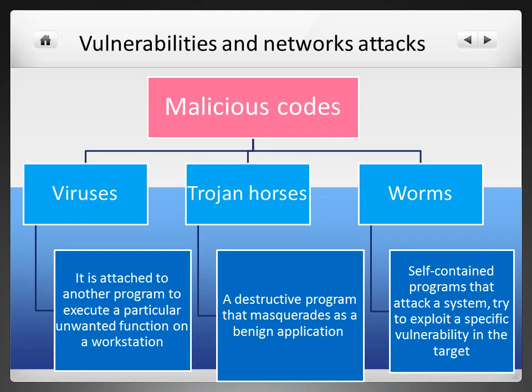Now we're going to talk about vulnerabilities and network attacks. First, we need to know what a malicious code attack is. A malicious code attack is a computer program that was created with the intention of causing data loss or damage. And there are 3 types of malicious code attacks: viruses, Trojan horses, and worms.